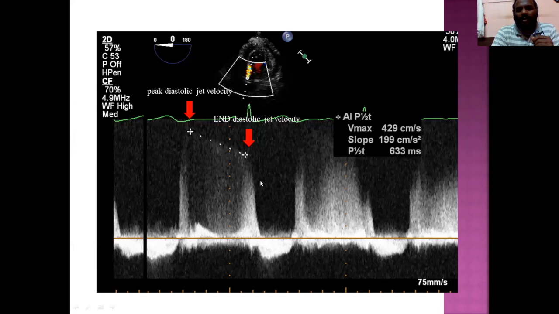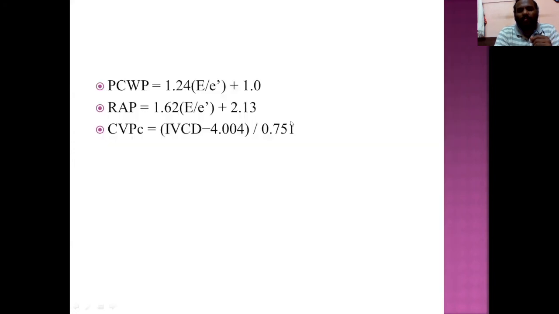So what is end diastolic velocity and peak diastolic velocity? When you get the regurgitation trace, the highest point is the peak diastolic jet velocity and the lowest point at the end of the regurgitation is the end diastolic jet velocity. These are some of the other formulas by which you can calculate the right atrial pressure or the CVP from IVC diameters.